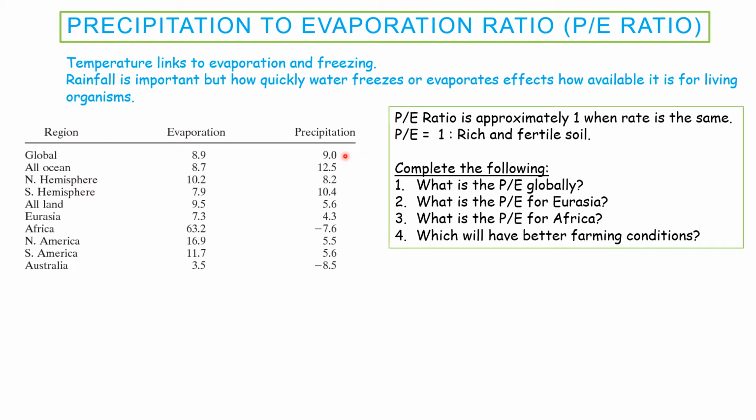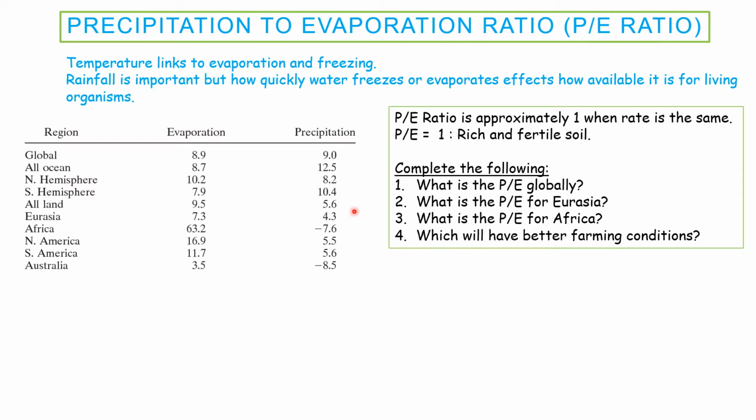Rainfall and freezing is the same as evaporation. And you can see here how that is affected around the world. So you have here globally approximately a 1-to-1 ratio. You can see here on areas of land that you might think have a higher level of productivity, that they are closer to 1.